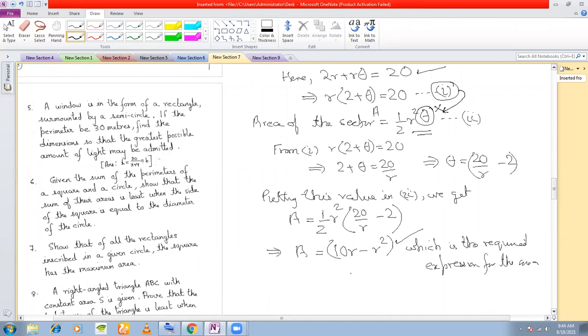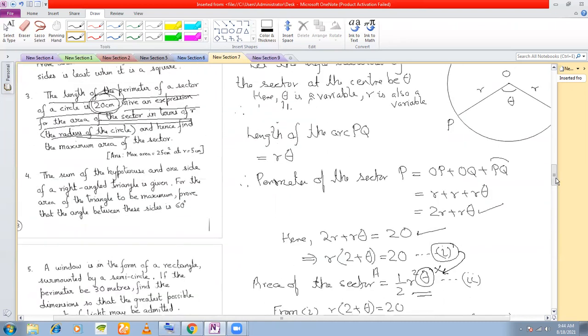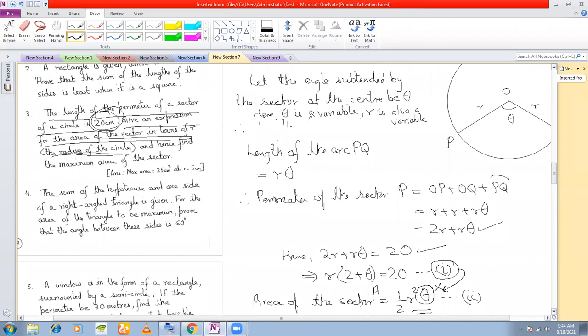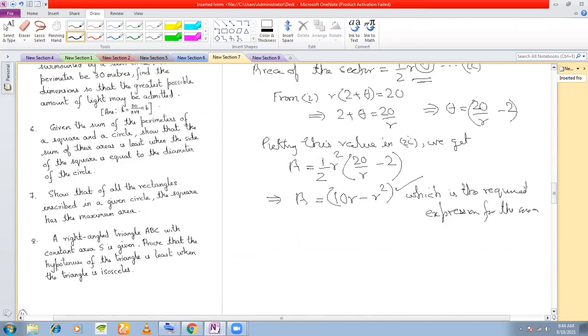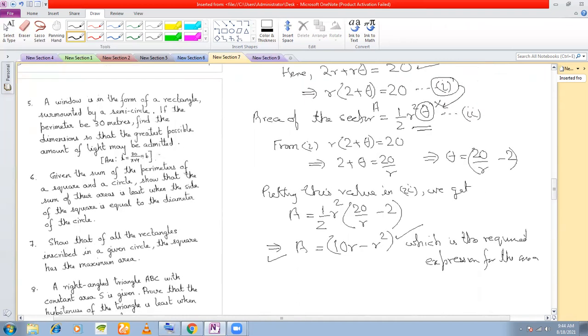Now, why did we get A in terms of R? Because the later part of the question states to find the maximum area of the sector. So in order to find the maximum area of the sector, you will have to differentiate this. If we had half R square theta here, we would have had two variables and could not have differentiated. Therefore, we brought this down to one single variable, and then it will be easier for us to differentiate. So I'll stop here, and the second part of the question I will continue tomorrow.